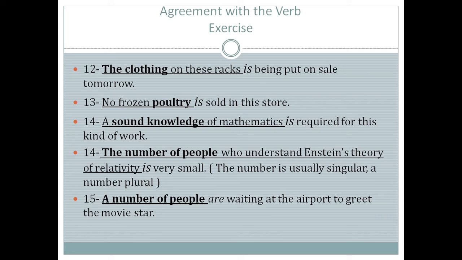The number of cars is decreasing, for example. So "the number" is usually singular, while "a number of" is plural. Number 15: a number of people are waiting. While number 14: the number of people who understand Einstein's theory of relativity is. So the number of people agrees with the singular verb is, while a number of people in number 15 agrees with the plural verb are waiting at the airport to greet the movie star. So be careful with this rule.